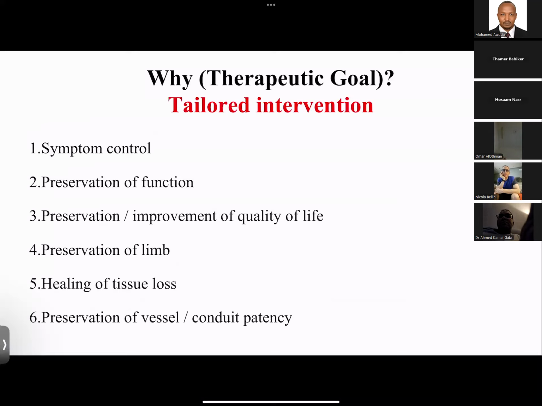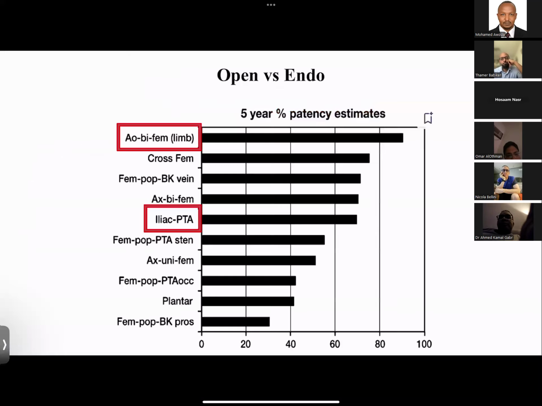And again, you have to decide between you and your patient, what are you intending to achieve? Is it symptom control? Is it preservation of function? Is it preservation of limb? Is it healing of tissue loss? And sometimes we do it to preserve an underlying conduit or vessel, or to keep that bypass going.